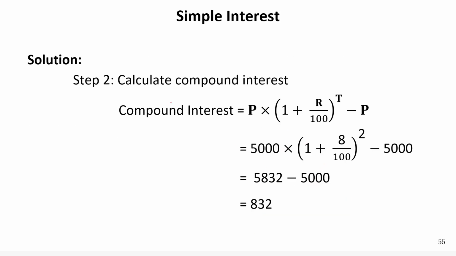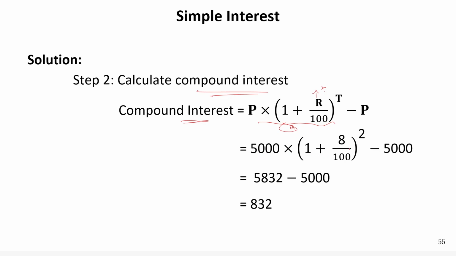800, right? So calculating the compound interest. The formula for compound interest is P into 1 plus R by 100 whole power T minus P, right? Because this formula is for total amount. So subtracting P from it, what we get is the compound interest. Here R is in percentage, right? That is why we have divided it by 100.